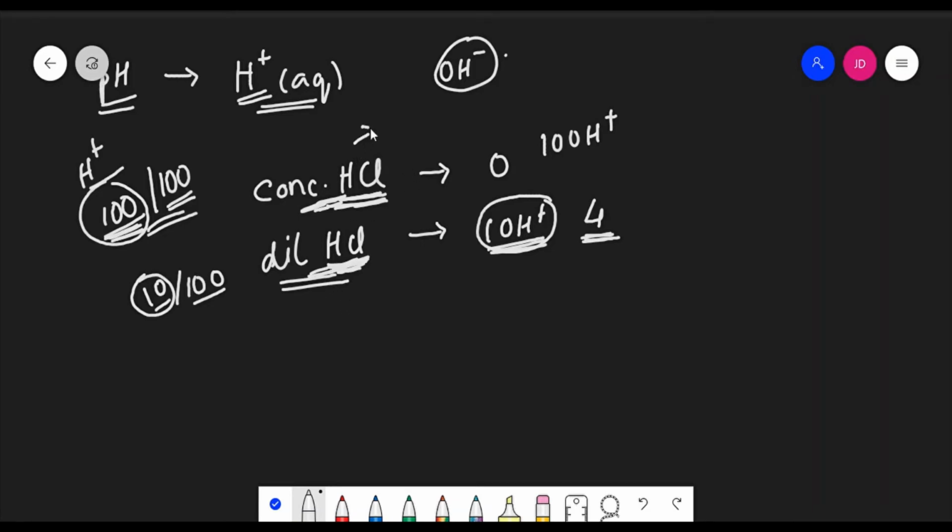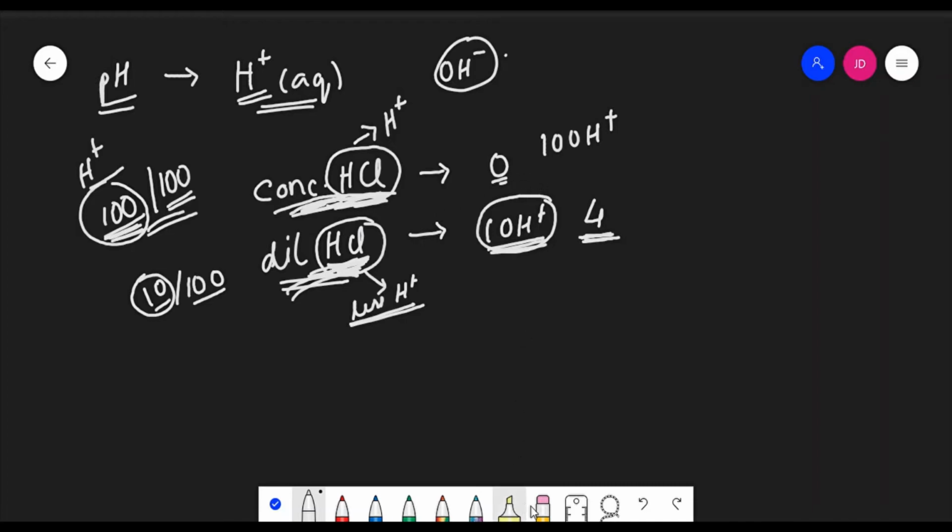More H plus means more, what is it? More acidic. Less H plus means less acidic. I hope this part is clear. So what we get here is, the same compound may have a different level of pH depending on the concentration. Is it concentrated, dilute, is it strong, is it weak? Depending on that, the same chemical or same acid has a chance of having a different pH value. So I hope this part is clear.